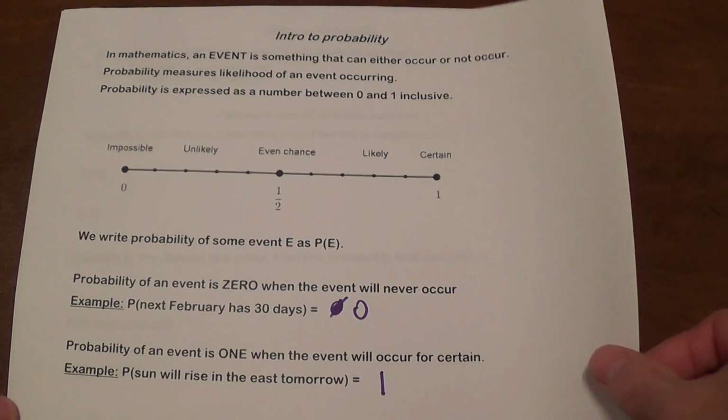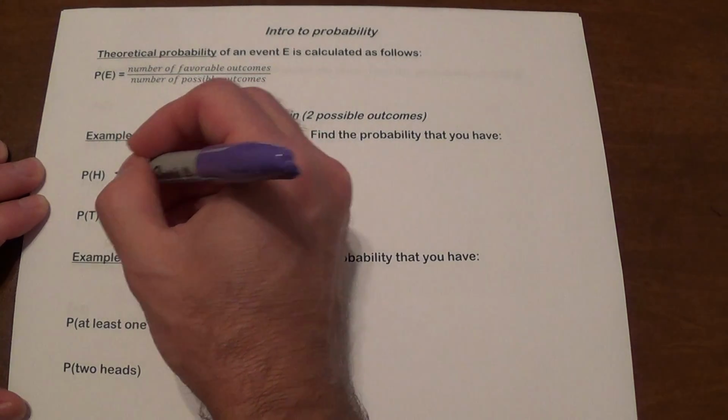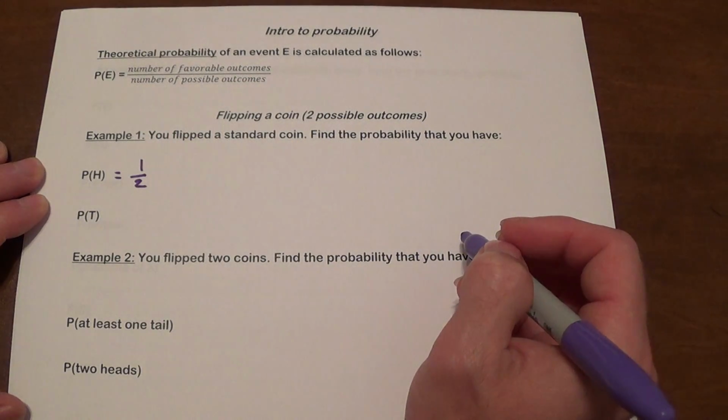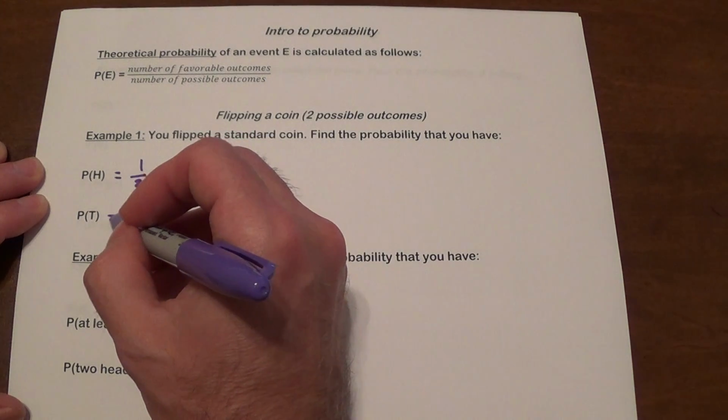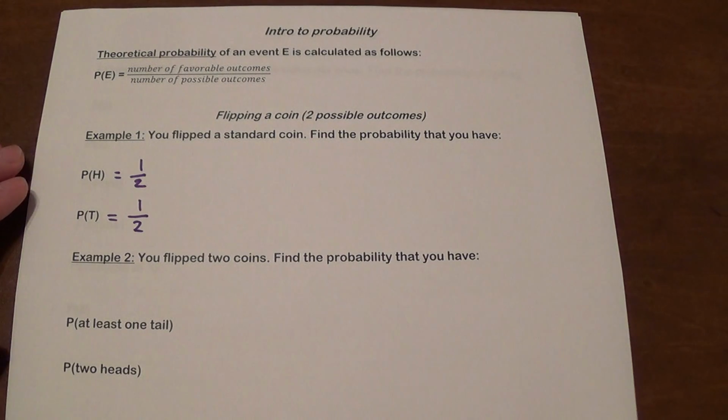Alright, let's take a look at something called theoretical probability. So the theoretical probability of an event is calculated as the number of favorable outcomes divided by the total number of possible outcomes. One of the simplest things with probability is flipping a coin. So when you flip a coin, there are two outcomes. You can either get heads or tails. So what's the probability of getting heads when you flip a coin? Well, you have one way this is going to happen over two total possibilities. So it's 1/2. Probability of getting tails, one way this can happen divided by two total possibilities.